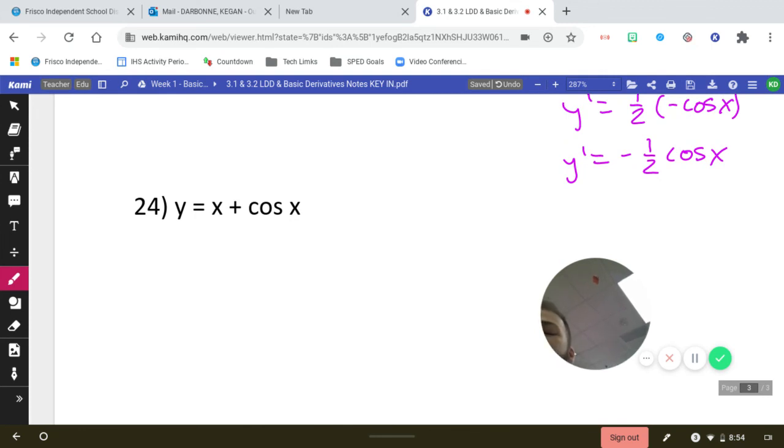Last but not least, 24, we have y is equal to x plus cosine of x. So remember, we treat each of these derivatives separately. So y prime is equal to 1. Plus sign stays the same. Cosine of x becomes negative sine of x.